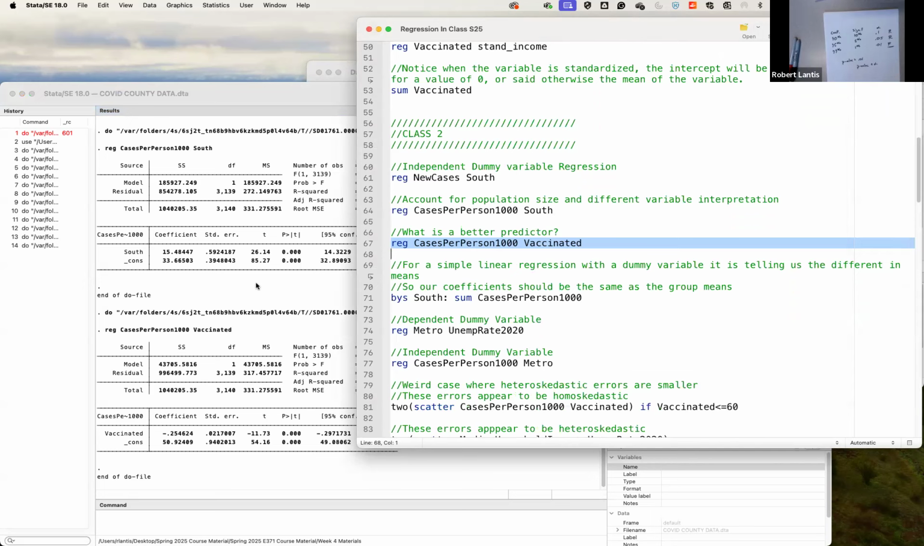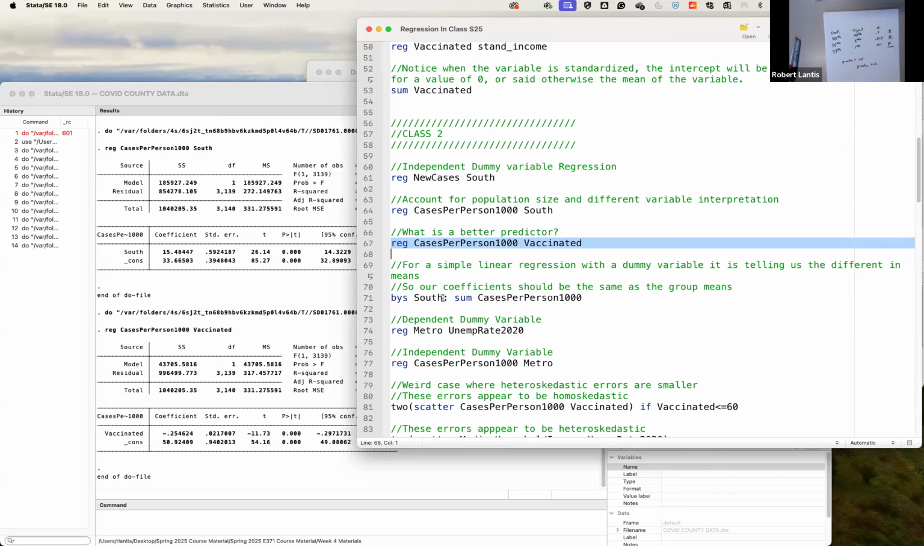Just to prove this to you, some things I was saying earlier. Remember, I said when we run this regression with a dummy variable as my independent or X variable, the intercept tells me the average or the predicted Y value for the zero group. So counties that aren't in the South, the average expected cases per 1,000 people is 33. For counties in the South, the predicted cases would be that 33.6 plus 15.48, so about what? 49. Those should represent the averages of the zero and the one group.